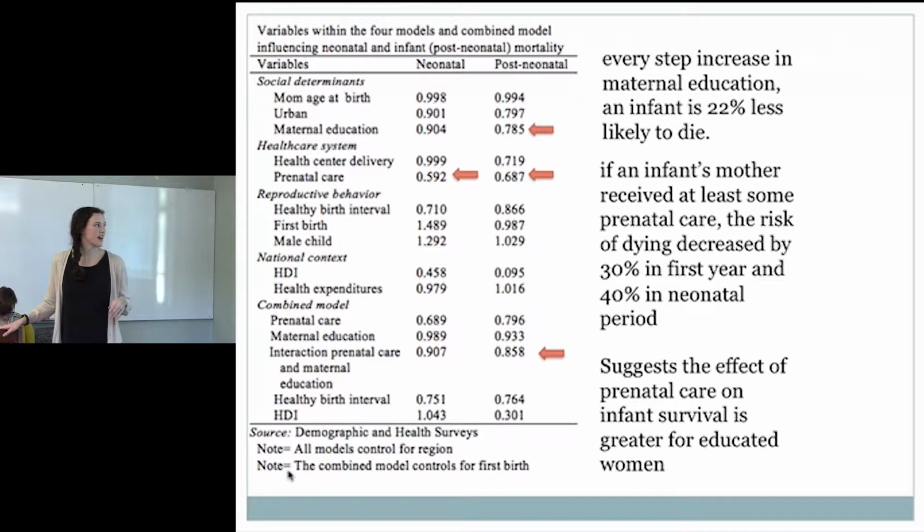Which suggests that if a mother receives prenatal care and increases her education by one step, so from incomplete primary to primary, there's about a 15% reduction in infant mortality. And so suggesting that the effect of prenatal care is magnified by education level.